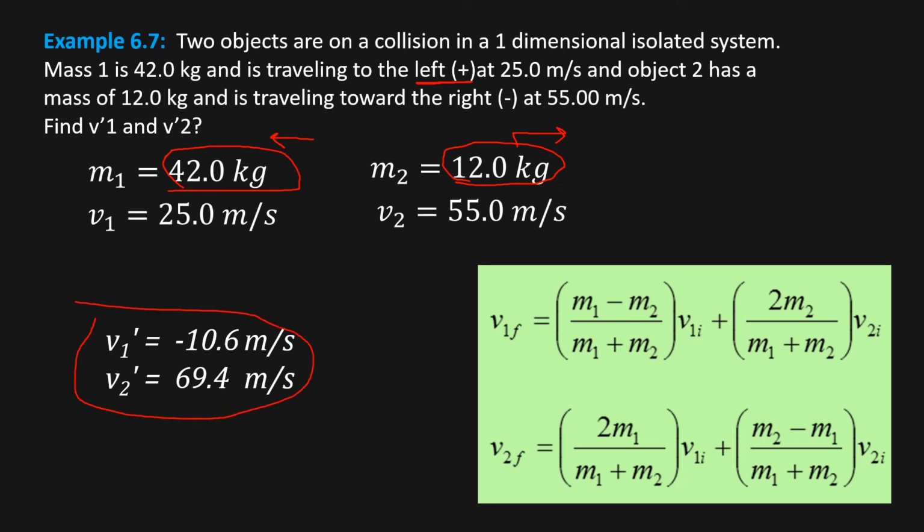So what happens to M1 is that it changes direction. Now it's going the opposite direction at 10.6 meters per second. V2 was traveling at 55 meters per second, and it's going in the same direction that it was, but now it's increased in speed to 69.4 meters per second.